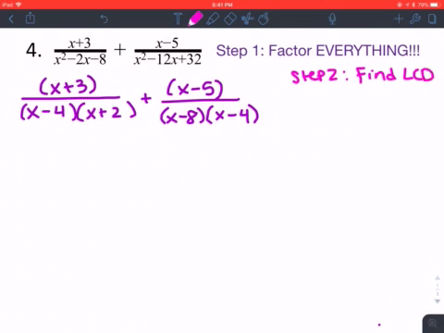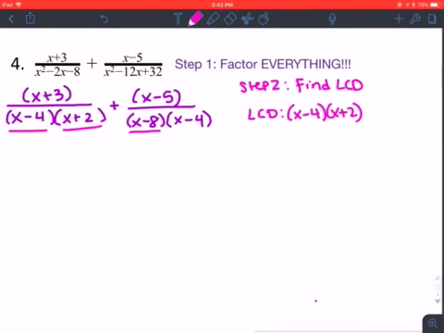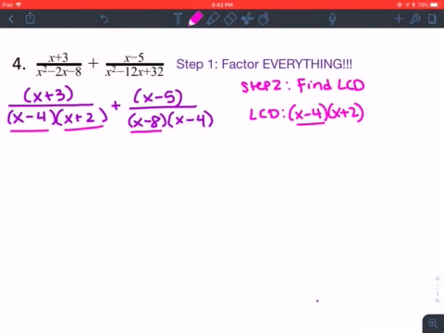So in this case, when I'm looking for my LCD, I'll start by looking at my first fraction. My least common denominator has to include both x minus 4 and x plus 2. When I look at my next fraction, I must include that x minus 8, but it's not included in either one of these. So I have to include it. But then I see x minus 4 is already included. So my LCD is x minus 4 times x plus 2 times x minus 8.